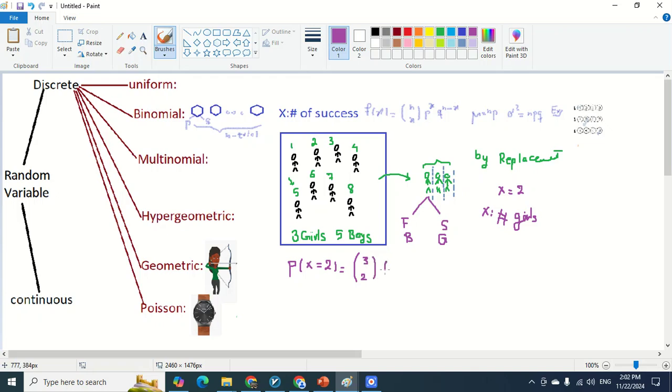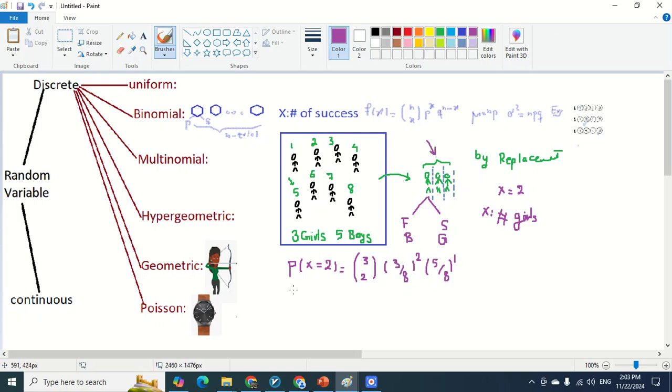The probability of being a girl is 3/8 to the power of the number of this selection, which is equal to 2. So we have 2 selections, and the probability of failure or being male is 5/8 to the power of the number of these cases, which is 1.